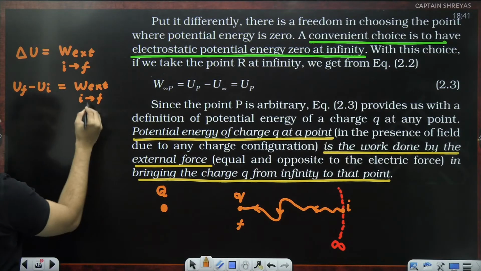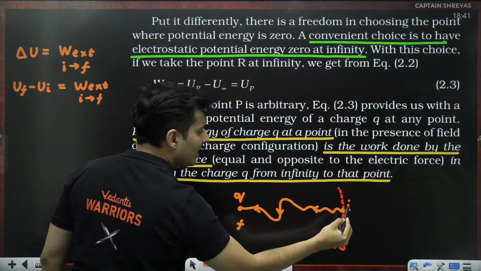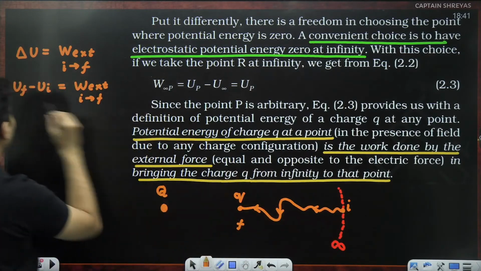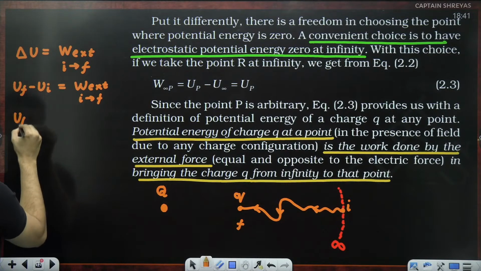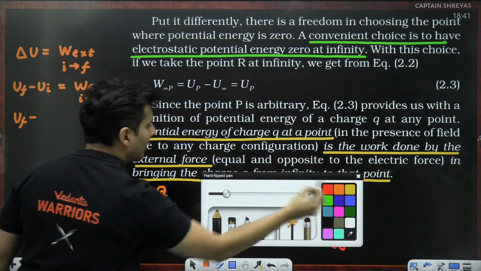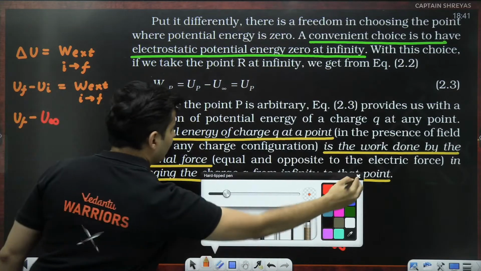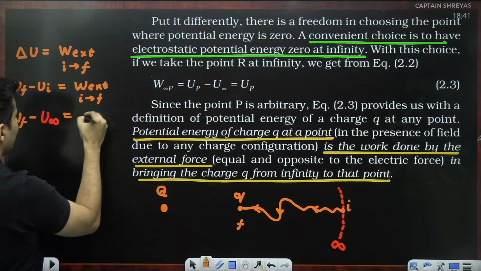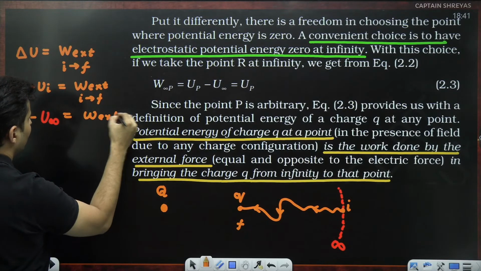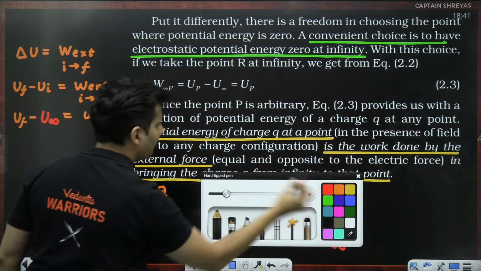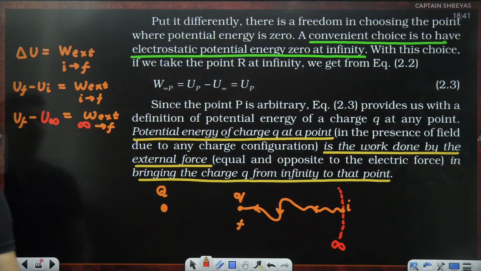In this case, where is my initial point? It is at infinity. So if the initial point is at infinity, I'll put U infinity over here as it is, observe it carefully. It is nothing but the work done by the external force to bring it from infinity to our final location.